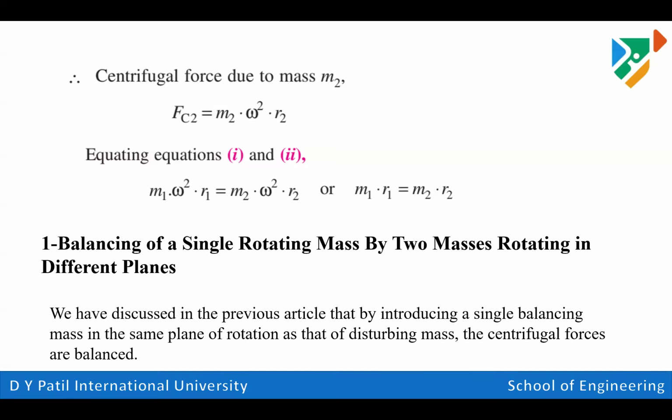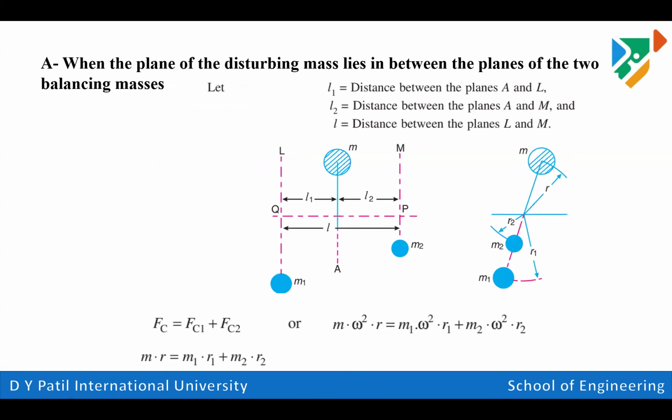Now, balancing of a single rotating mass, if we consider it by two masses rotating in different planes. In the previous case, we balanced a single mass m1 with mass m2. But suppose we are balancing a single mass m with two different masses. Now just look at the arrangement, how the centrifugal force is acting when we balance the mass m by taking two different masses m1 and m2 for the distributed mass m.